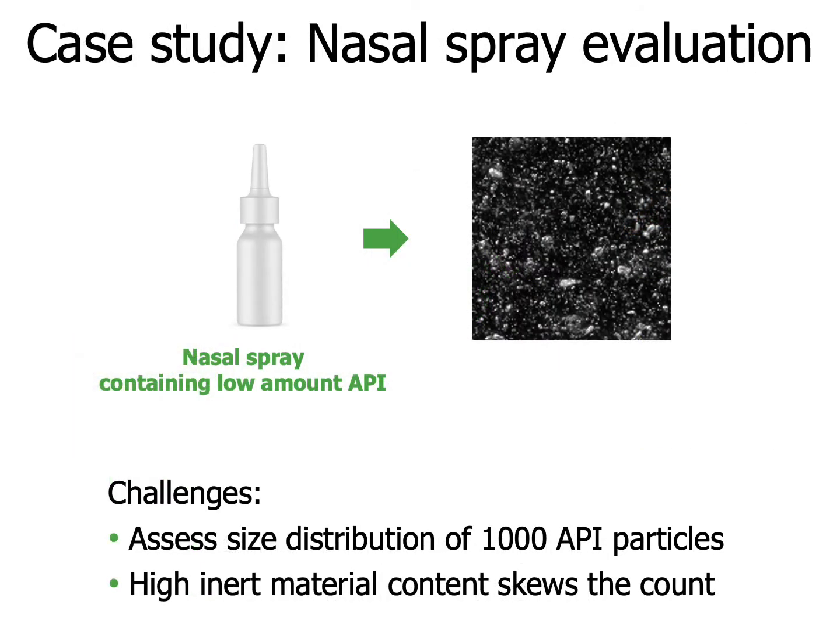In this example, we'll use a nasal spray. The nasal spray, like most drugs, has other materials that are not just the active pharmaceutical ingredients. In this particular example, we're trying to determine how many API particles are present. The problem is that there's a lot of particles that are not API, and so we need to differentiate those.